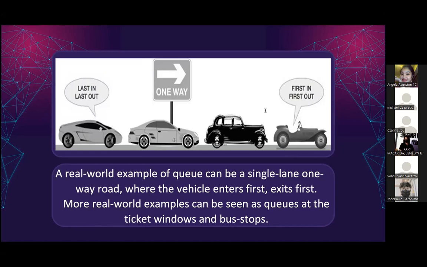So hello, and this is an example of a queue. Based on our picture, there are 4 cars presented. As Sarina said, it follows first in, first out, and also last in, last out. So a real world example of a queue can be a single lane one-way road where the bicycle enters first. More real-world examples can be seen as queues at the ticket window and bus stop.